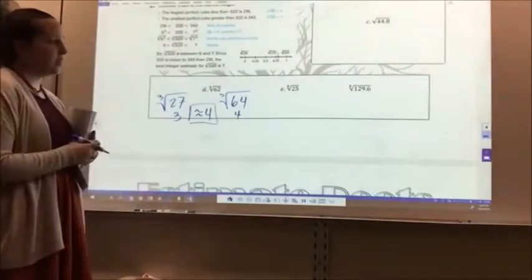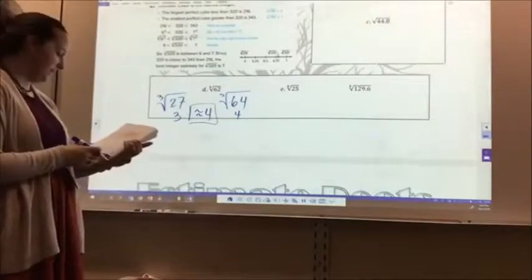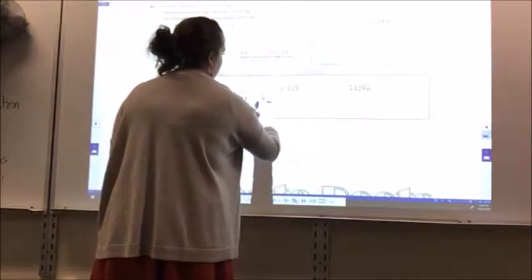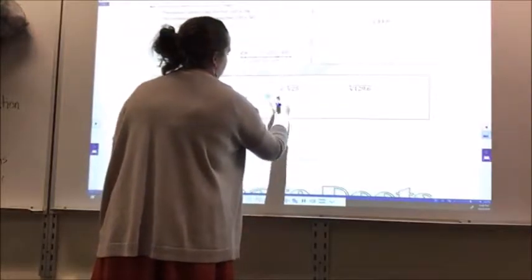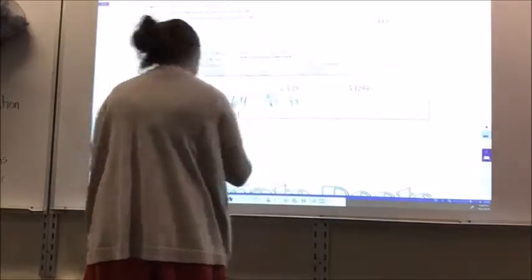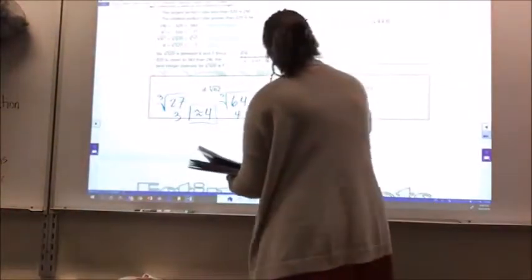Letter E, cube root of 25. So that's between the cube root of 8 and the cube root of 27.